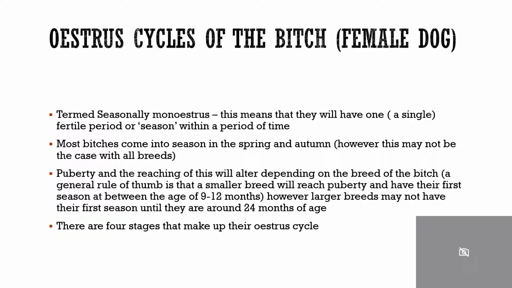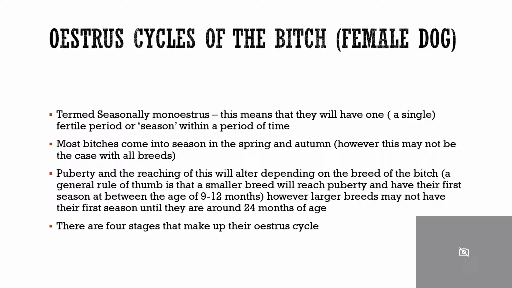The estrous cycle of the bitch. They are termed seasonally monoestrous. This means they will have one fertile period or season within a period of time. Most bitches come into season in the spring and autumn, however this may not be the case with all breeds. Puberty and the reaching of this will alter depending on the breed of the bitch. A general rule of thumb is that the smaller the breed, they will reach puberty quicker and have their first season between the age of 9 to 12 months, whereas larger breeds may not have their first season until they are around 24 months of age.